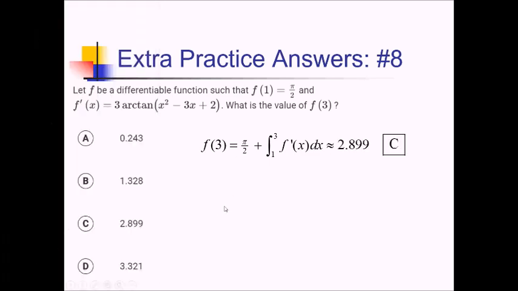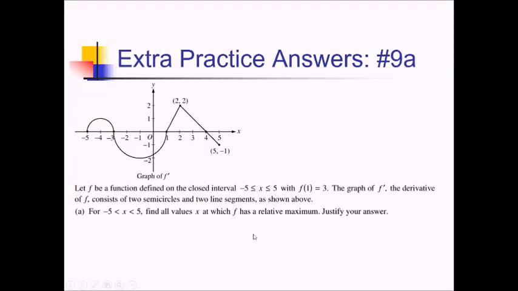For this free response problem, we're given the f function, which is defined from -5 to 5. They're telling us f of 1 is 3, and they gave us the graph of f prime up here, which they said has 2 semicircles and a couple line segments.